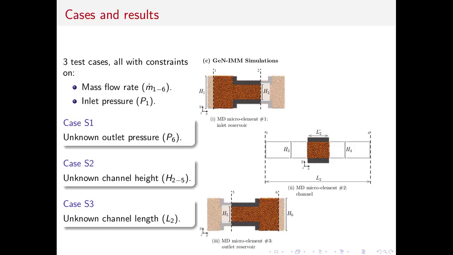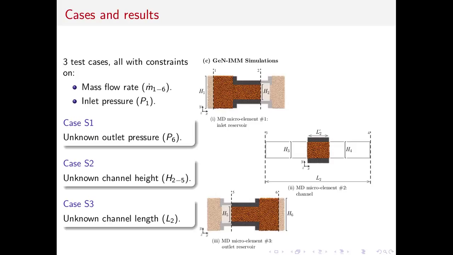We also choose to fix the inlet pressure, or the pressure at the first boundary, in all cases. So for case S1, the main output of the hybrid method is the outlet pressure, or the pressure at the 6th boundary. For case S2, the main output is the channel height, or the height at boundaries 2, 3, 4 and 5. And for case S3, the main output is the channel length. That's the component channel length, not the microelement channel length, which is fixed, of course.